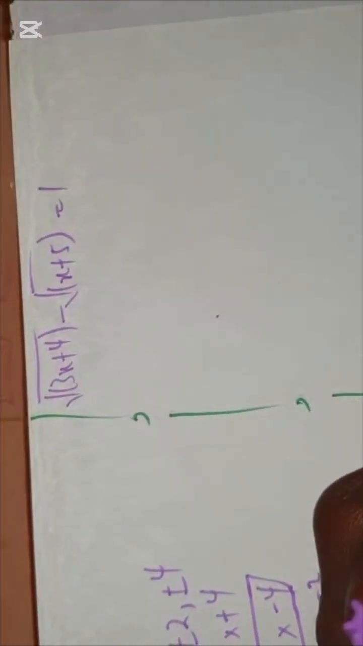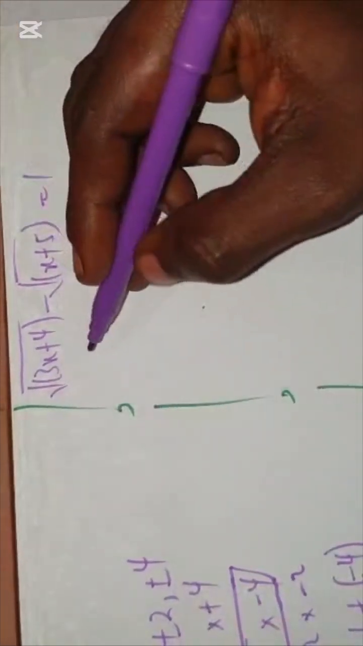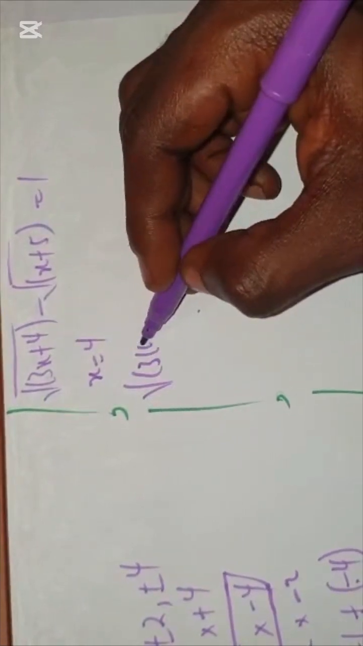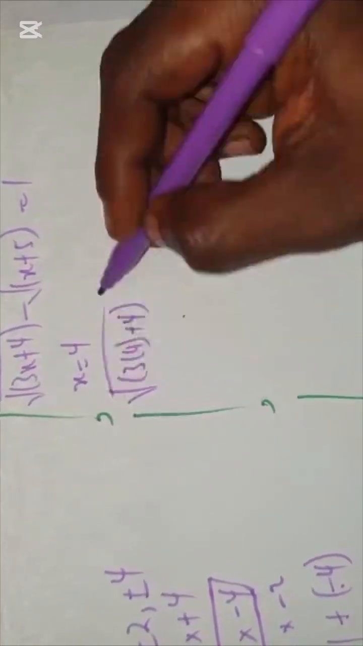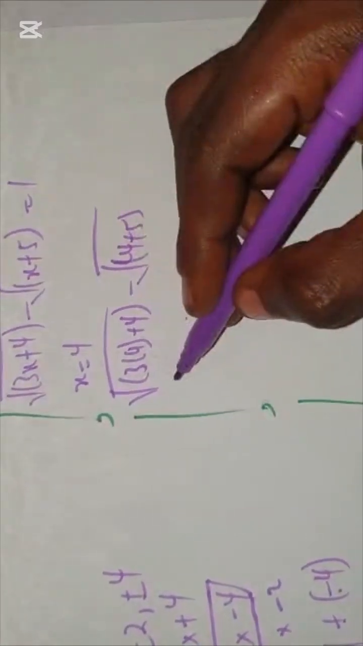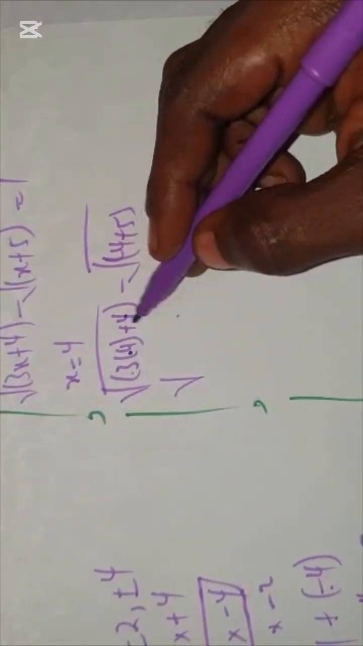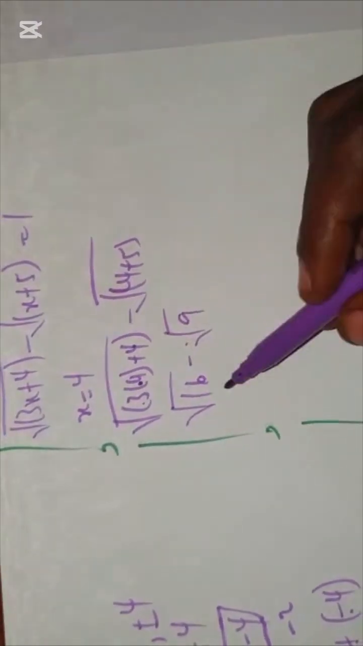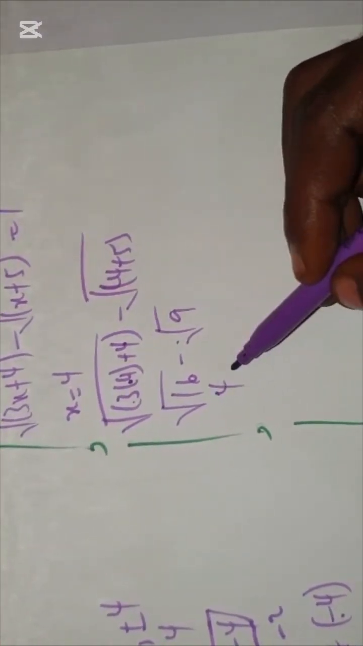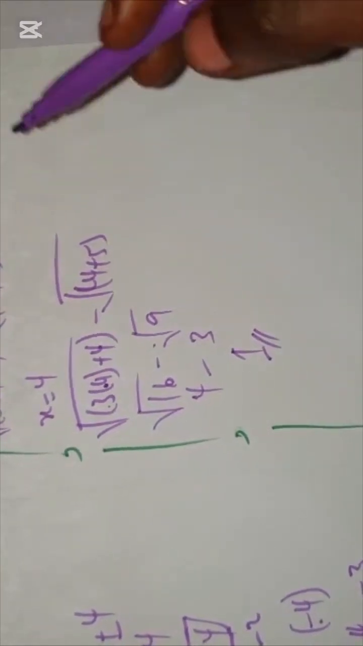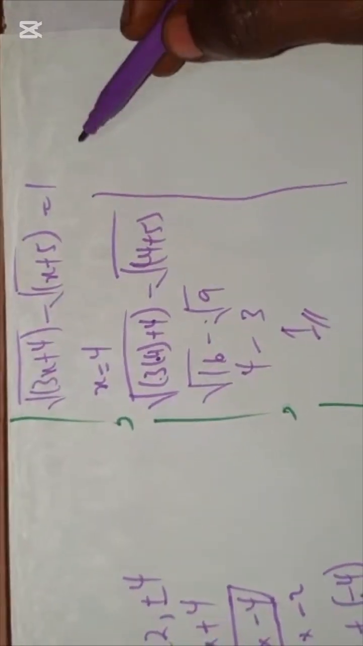So let's pick 4 first. So x equals 4. So 3 times 4 plus 4, minus root of 4 plus 5. So 3 times 4 is 12, 12 plus 4 is 16, 4 plus 5 is 9. Root of 16 gives 4, root of 9 gives 3, which gives 1. So 4 satisfies the equation.